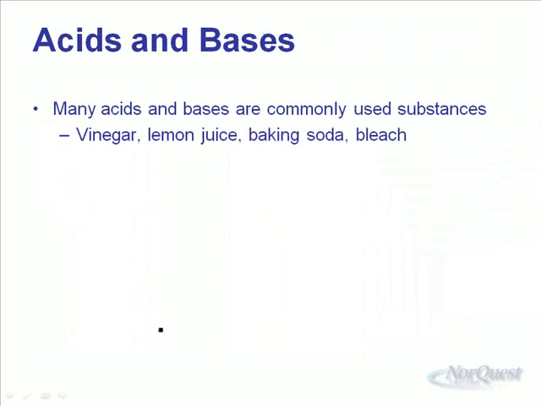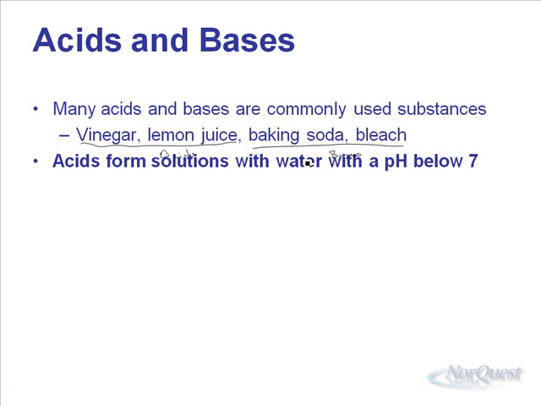Many acids and bases are commonly used substances. Things like vinegar and lemon juice are acids, whereas baking soda and bleach are bases. Most of the cleaning products we use in homes are either acidic or basic.